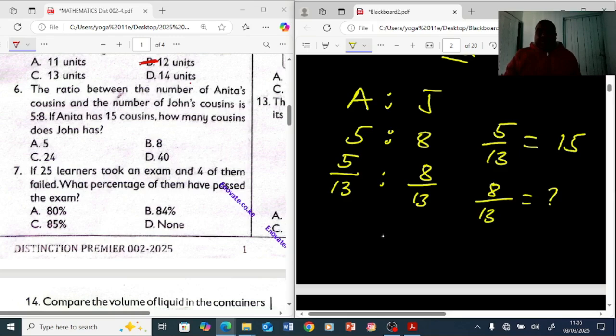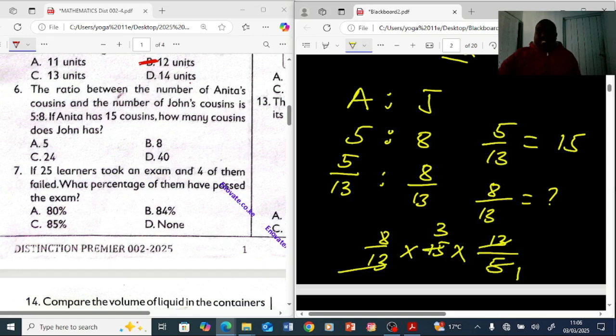Now that is 8 over 13 times 15 times the reciprocal of this fraction. Reciprocal is 13 over 5. So 13 and 13 goes. 5 into 15 is 3. So 3 times 8, the answer is 24 cousins. Yes, John has 24 cousins.